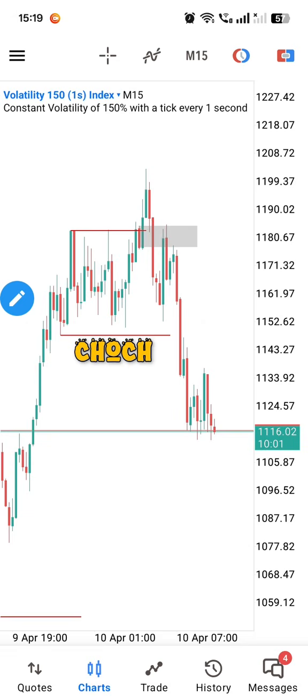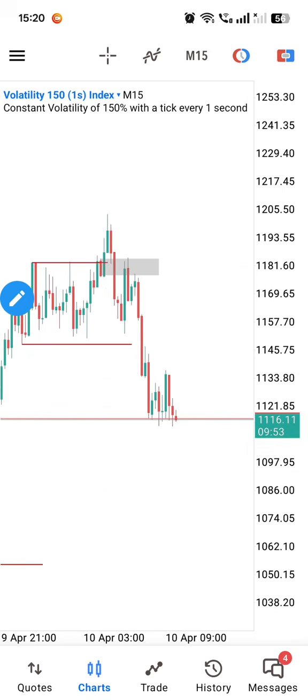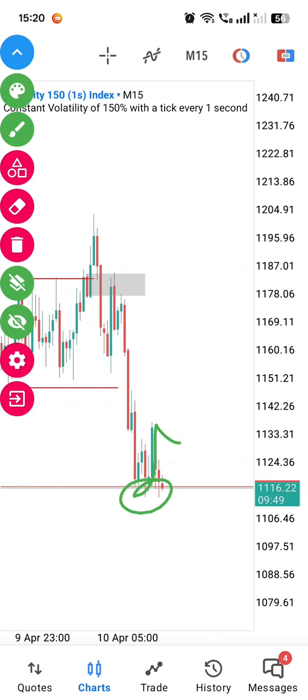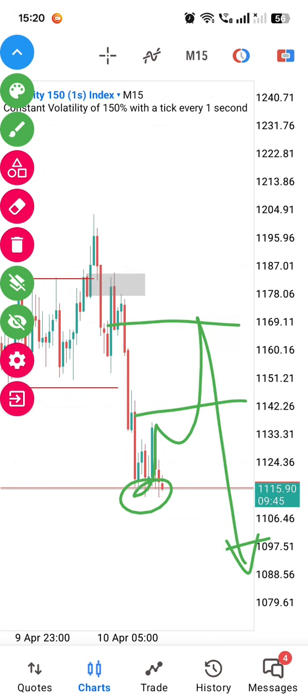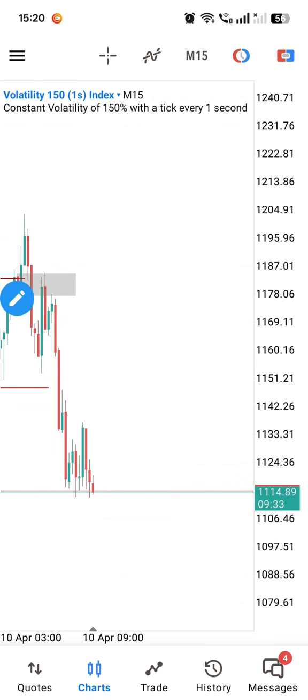and that's when it gave us our first change of character. So after a change of character or choch, we know that price has to return back into the range and then it has to drop downwards. And it's basic, so it was a nice one because we could see there was sort of an inefficiency there. Price has to just tap and then it will drop downwards.